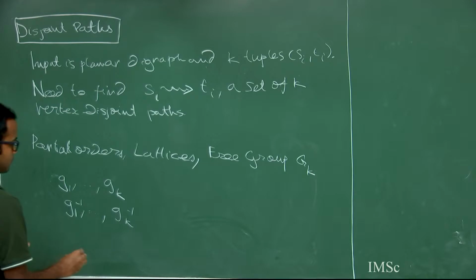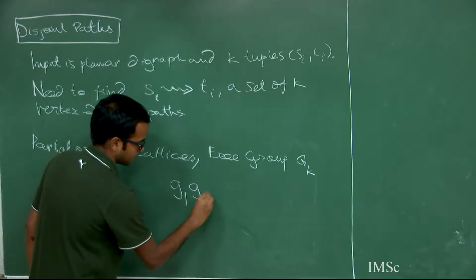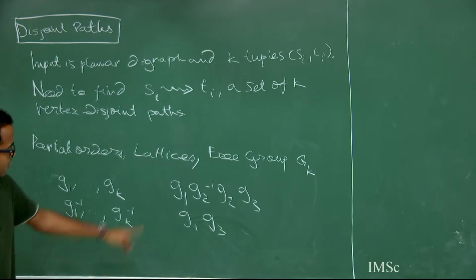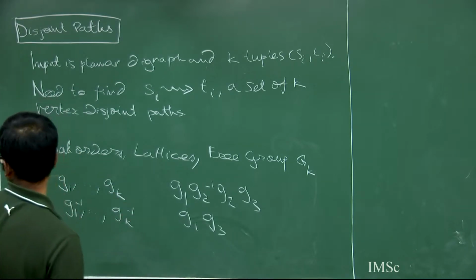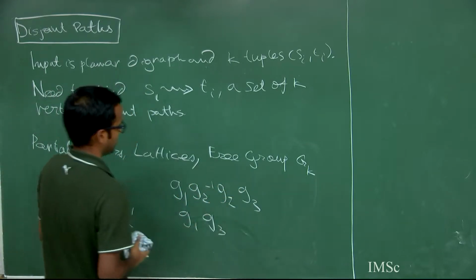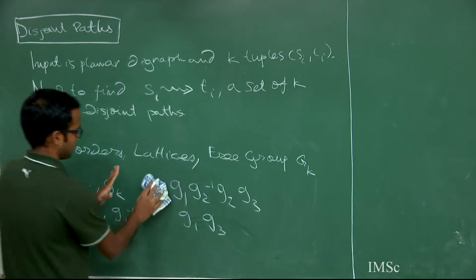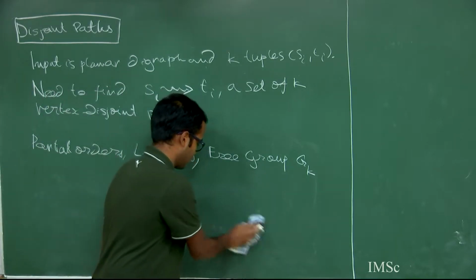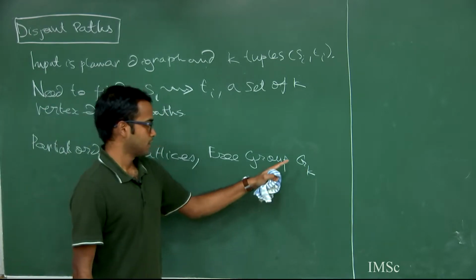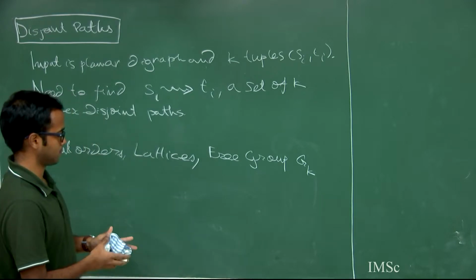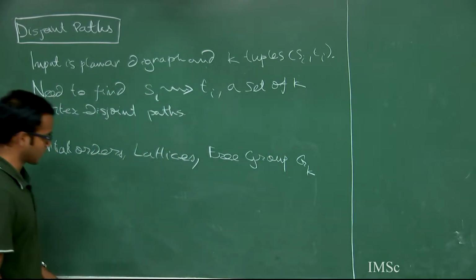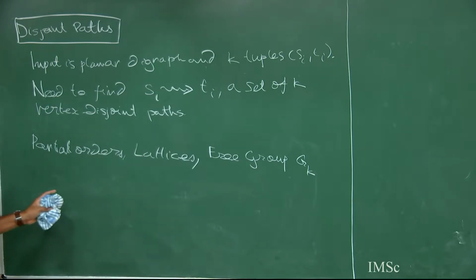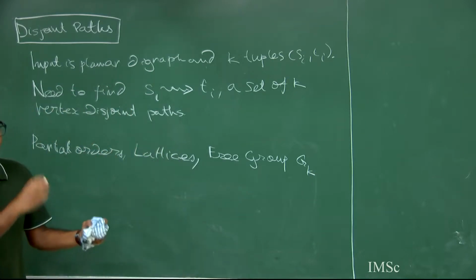But the catch is that you might have two words, g1 g2 inverse g2 g3 and g1 g3. They represent the same element in the free group. So the elements are all words with the inverses removed. Okay, you can also look at this as a kind of equivalence class, so a partition of all words over those 2k elements given by an equivalence relation. But basically, it is all words that do not have a generator followed by its inverse.